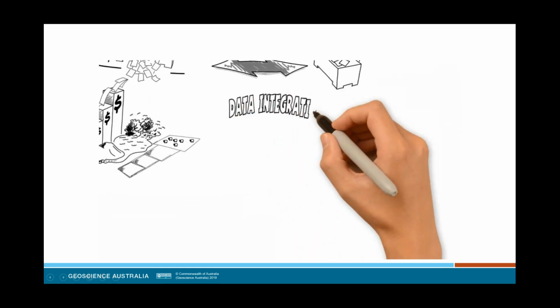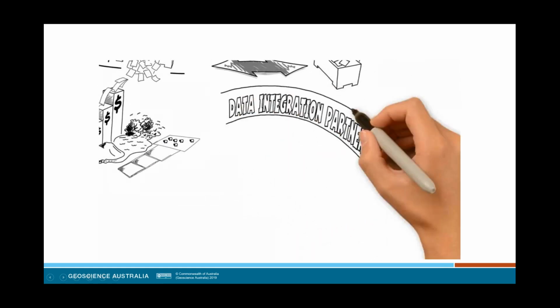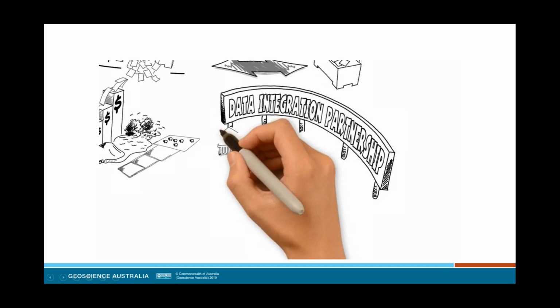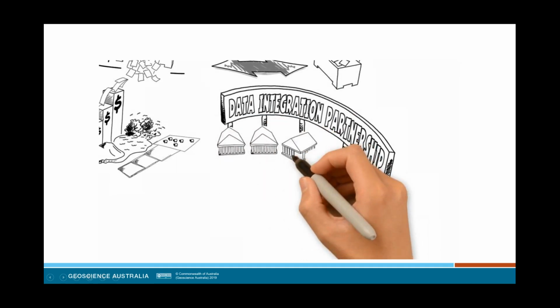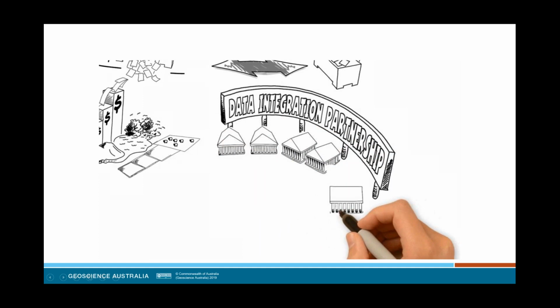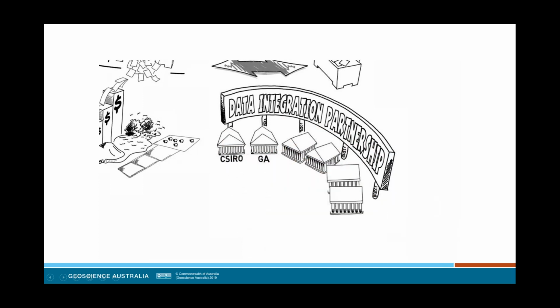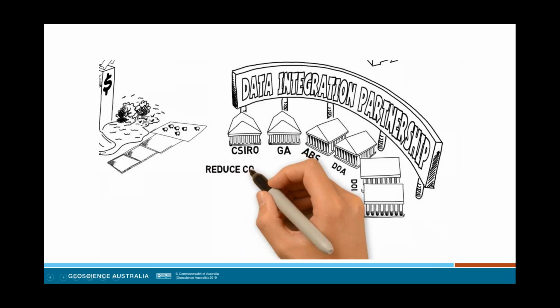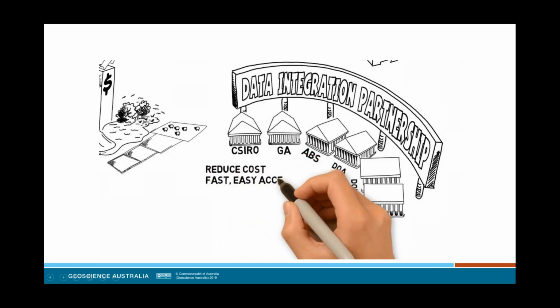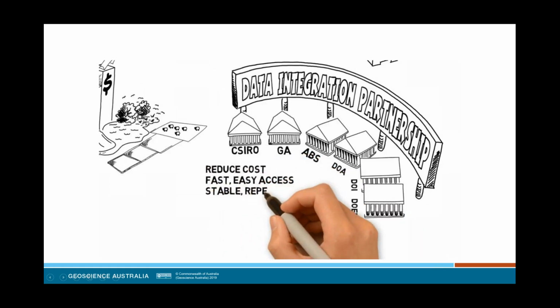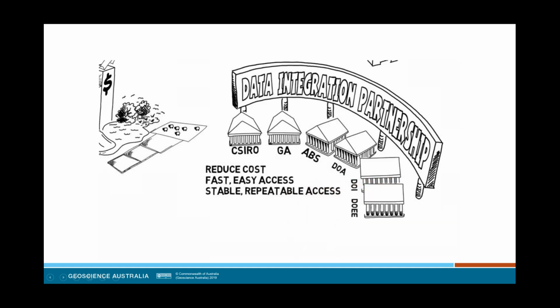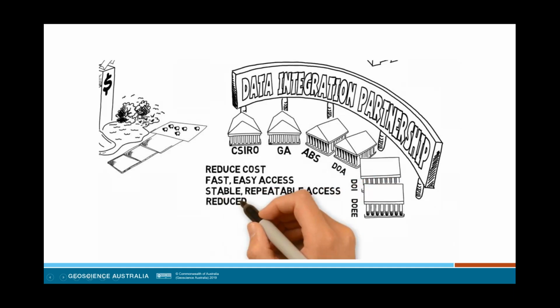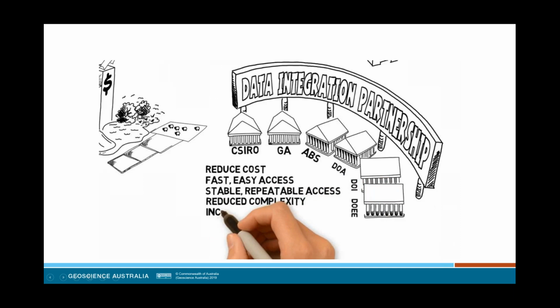Location Index is part of the Data Integration Partnership for Australia, or DIPA, a multi-agency program that will open up new ways of integrating and analysing data from different domains in a consistent and reliable way by reducing costs in accessing the data, enabling fast and easy access to the data, enabling stable and repeatable access to the data, and reducing complexity in the use of the data.